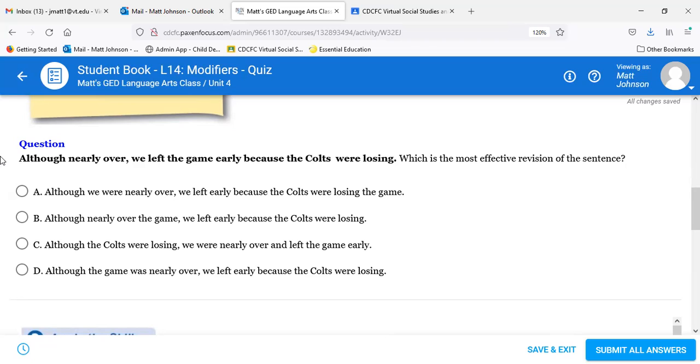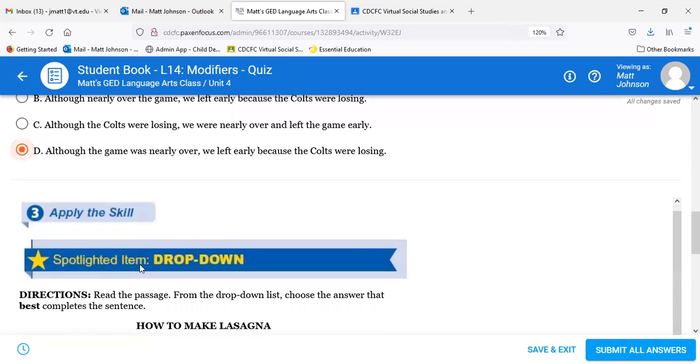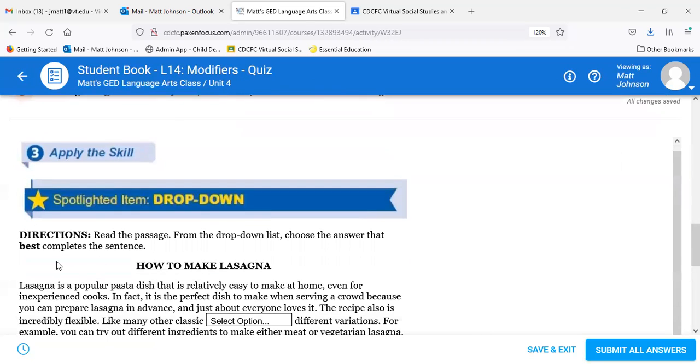D. So although nearly over, we don't know what was nearly over in that phrase. So we put the game: although the game was nearly over, now we understand what was nearly over, the game. Although the game was nearly over, we left early because the Colts were losing. So D as in dog. And sometimes you've got to just slow down a little bit, read through them. What am I missing? What is going to help clarify this sentence?